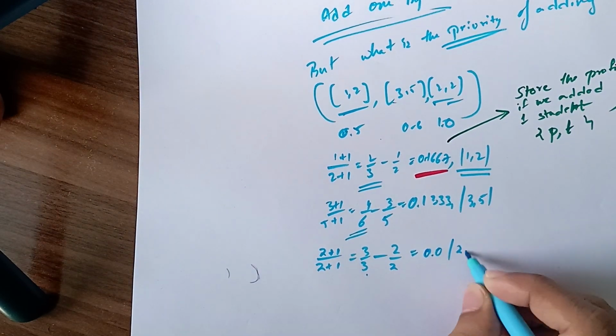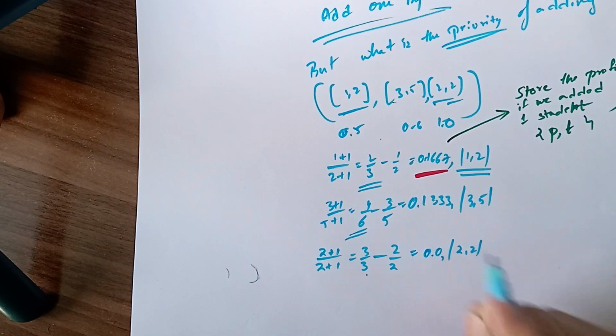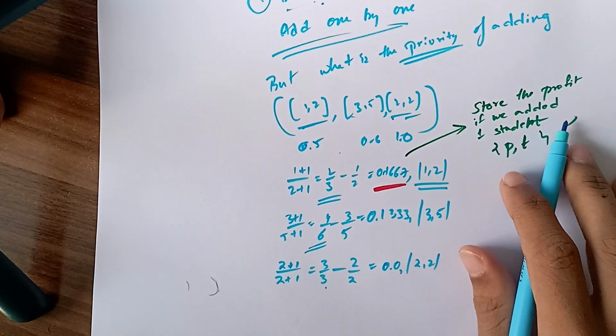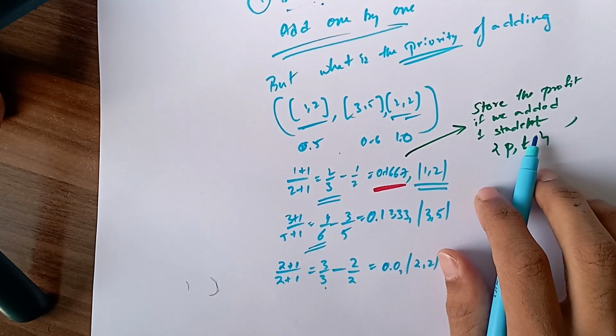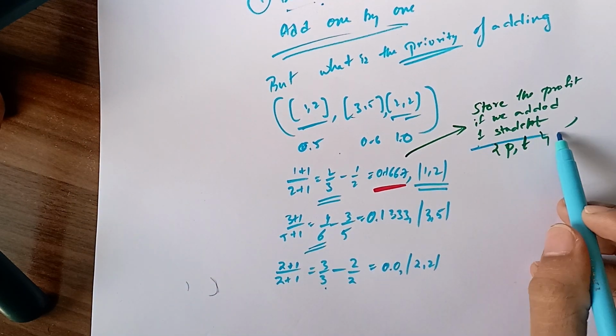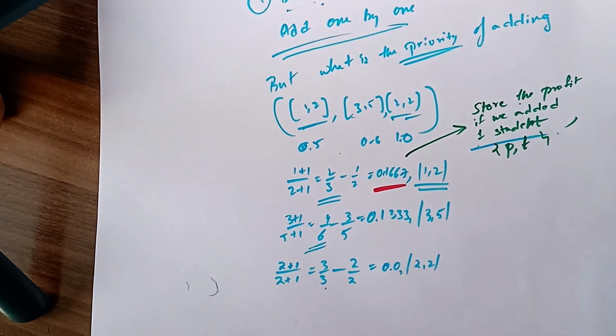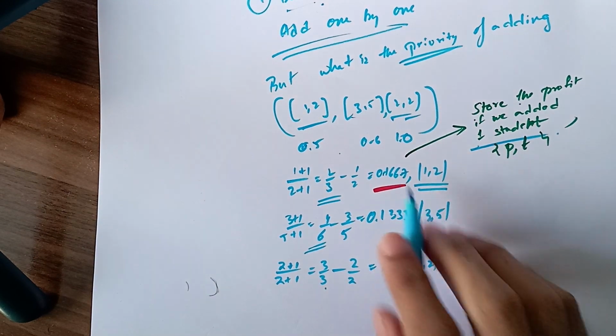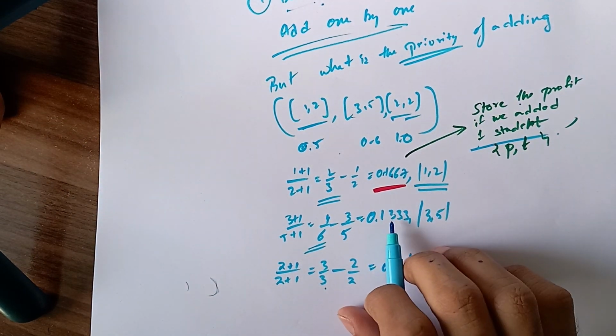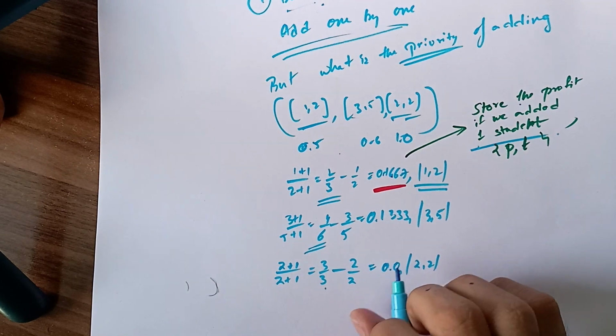So this will be for 2 comma 2. So what are we doing here? Storing the profit if we added one student. If we added one student, we will be storing that profit. Now, how do we store it? So here we have 1,667. Here we have 1,333.